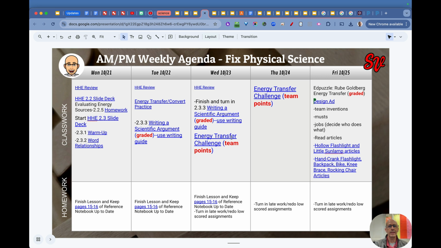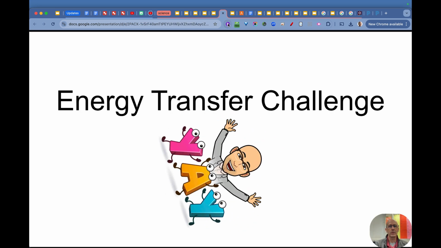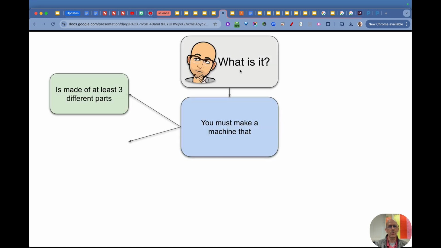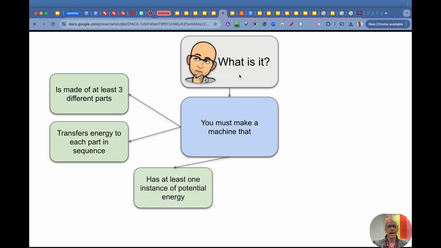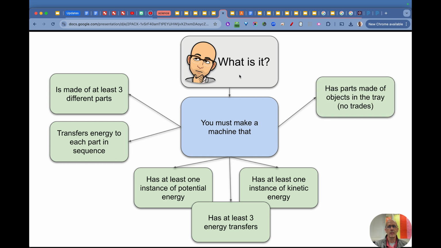Then the students had the energy transfer challenge. In this challenge, they had to make a machine that had at least 3 different parts. It transfers energy to each part in sequence. They had to have at least 1 instance of potential energy, 3 instances of energy transfers, and at least 1 instance of kinetic energy. Again, they had to use the parts made out of the container they had. They couldn't trade with anybody else.